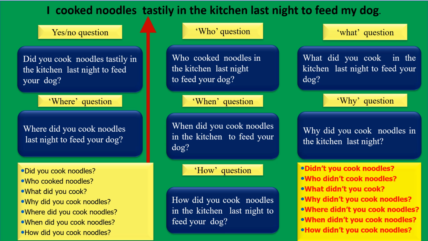But look at the negative questions. Didn't you cook noodles? Who didn't cook noodles? What didn't you cook? Why didn't you cook noodles? Where didn't you cook noodles? When didn't you cook noodles? How didn't you cook noodles? The answers to all these questions are not directly from the sentence. You have to think and answer.